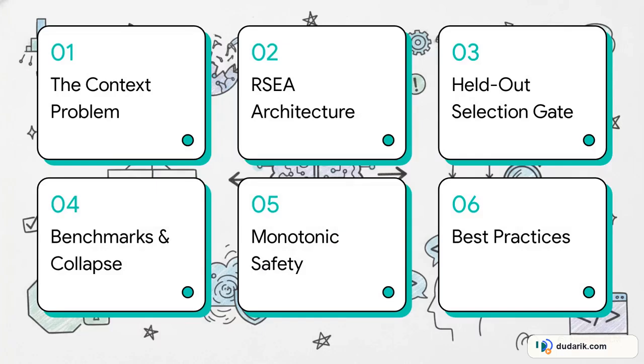Here's a quick look at our roadmap for today. We'll start with the agent context problem, then introduce the RSEA architecture, look at the held-out selection gate, dive into benchmarks and context collapse, discuss monotonic safety guarantees, and wrap up with some actionable best practices for developers.